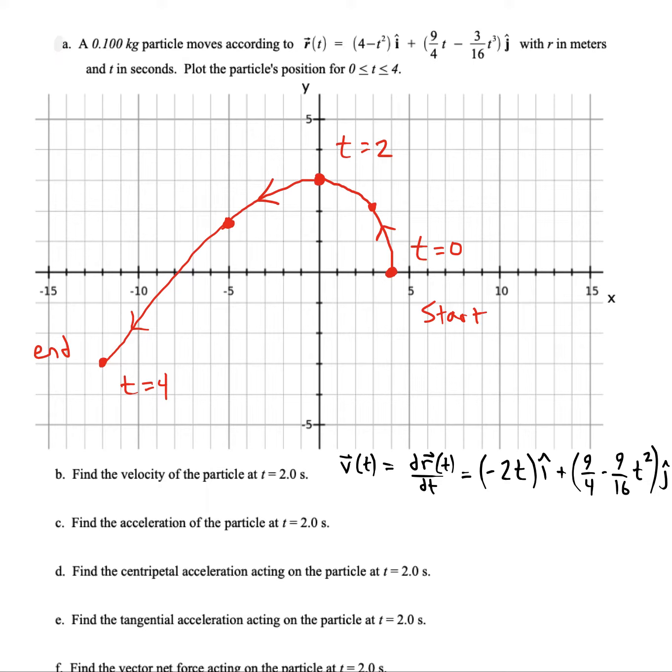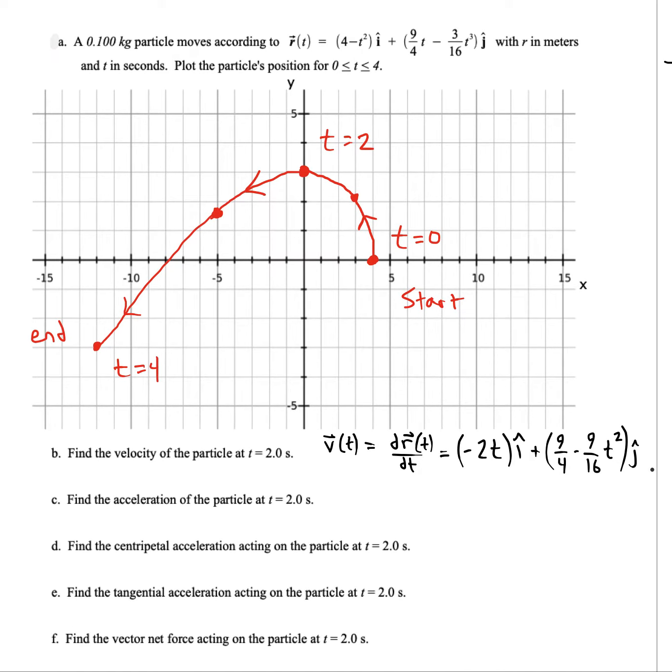Alright, but they want it at a particular time of 2, so we can now plug 2 in. So we'll do v at 2 seconds will be negative 2 times 2 i plus 9/4 minus 9/16 times 2 squared j.